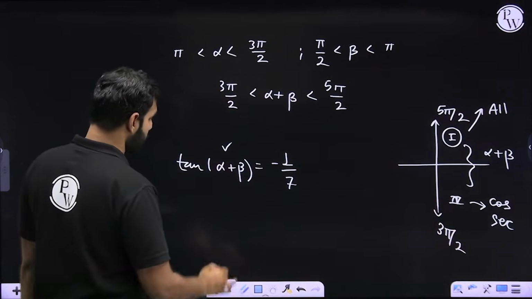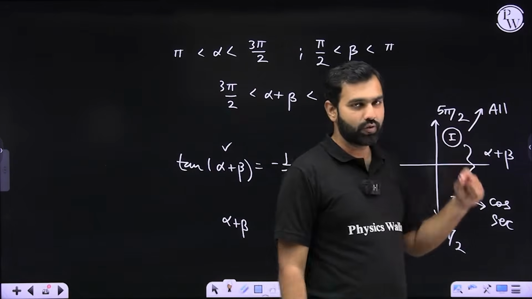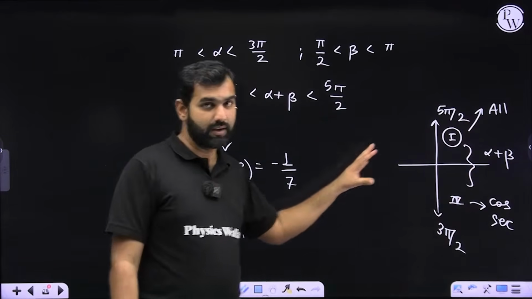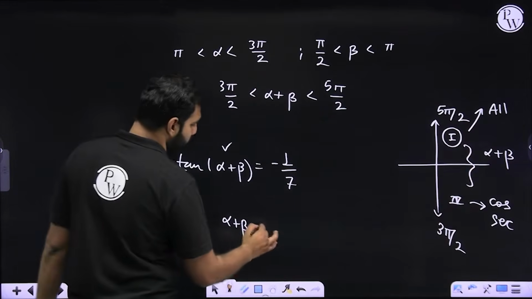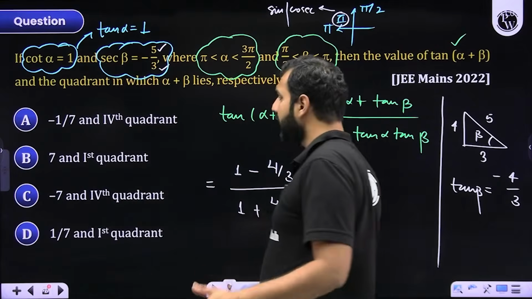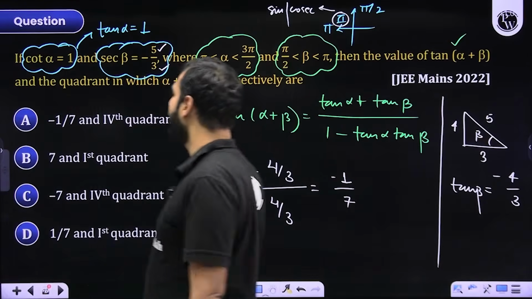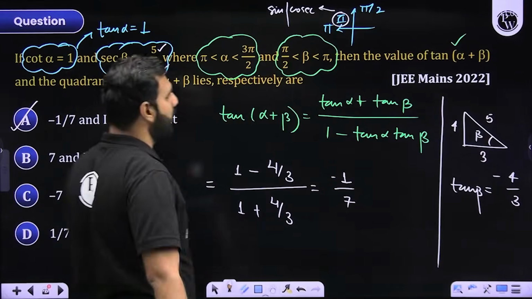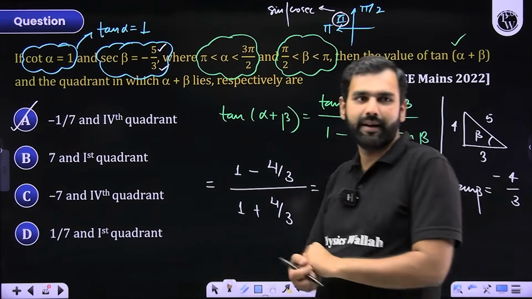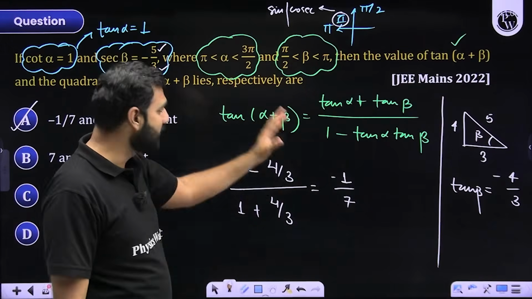And alpha plus beta, where we had this confusion that it will be either in the fourth quadrant or first quadrant, but since tan alpha plus beta is negative, it cannot lie in the first quadrant. So it must lie in the fourth quadrant. So that will be my answer, that here alpha plus beta will lie in the fourth quadrant and its value will be minus 1 by 7. Did you understand the whole conclusion? Did you get the complete idea? How did we get it? Are you comfortable now? Are you understanding this whole concept?